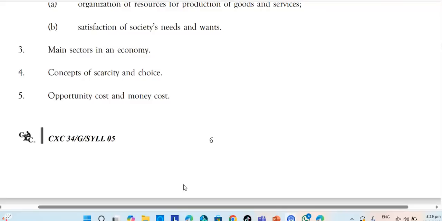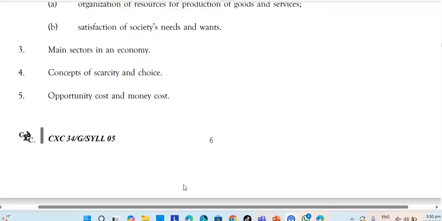Example of money cost. If you buy a textbook for $100, what would be the money cost? $100, because money cost is the actual amount of money that you pay to obtain a good or service. If a business spends $500 on raw materials, what would be the money cost? Very good. The money cost would be $500 because that is the actual money that was paid to obtain the goods.